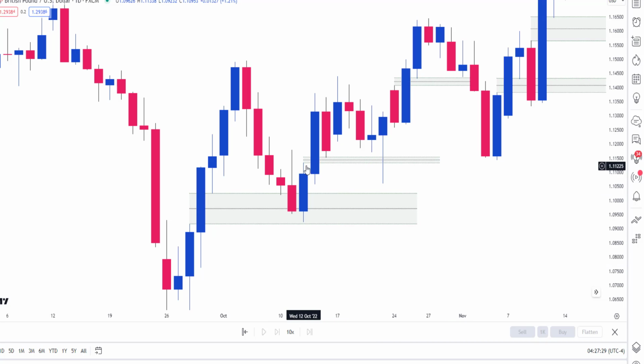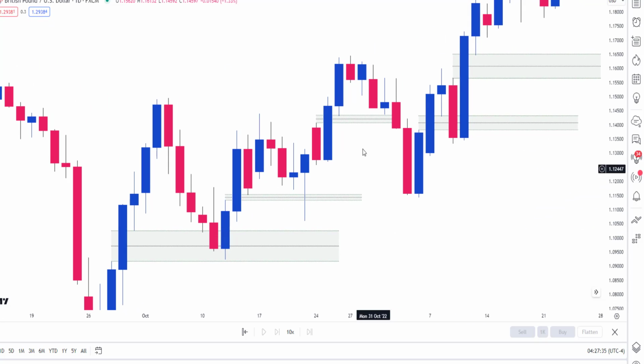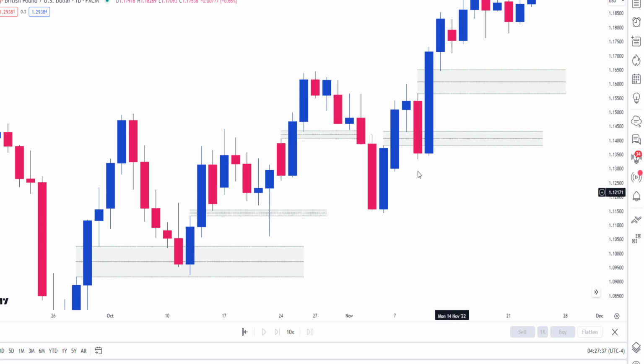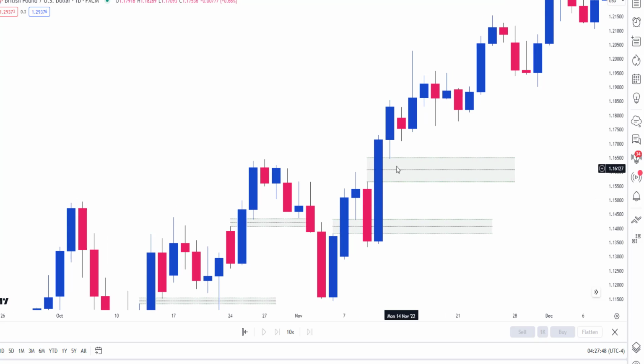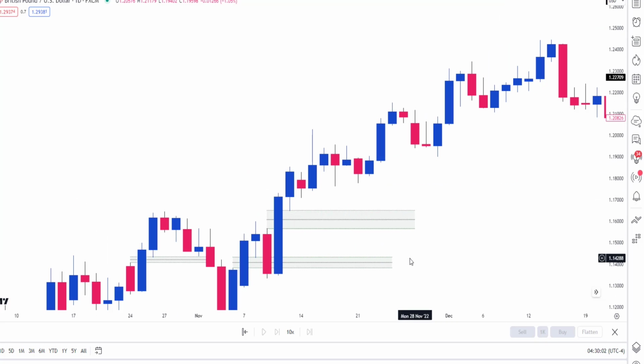So look at this one and this one. 1, 2, 3. Very small. Price came and filled it. Fair value gap. No fair value gap here. 1, 2, 3. You can see this one and this one are connected. But this one, 1, 2, 3, fair value gap. 1, 2, 3, fair value gap. You can see them as many times as possible in the market.